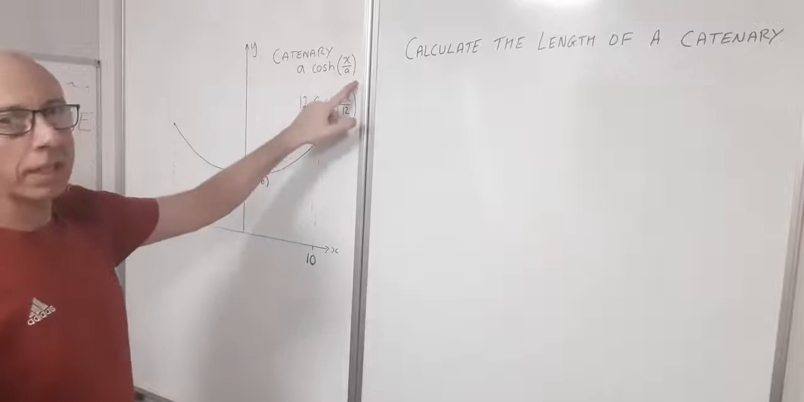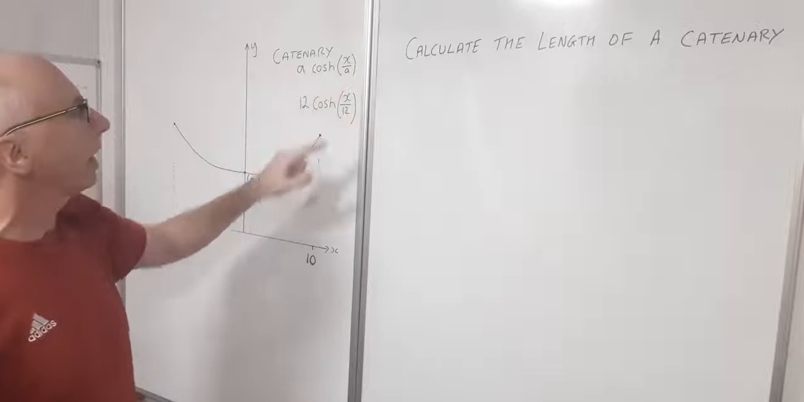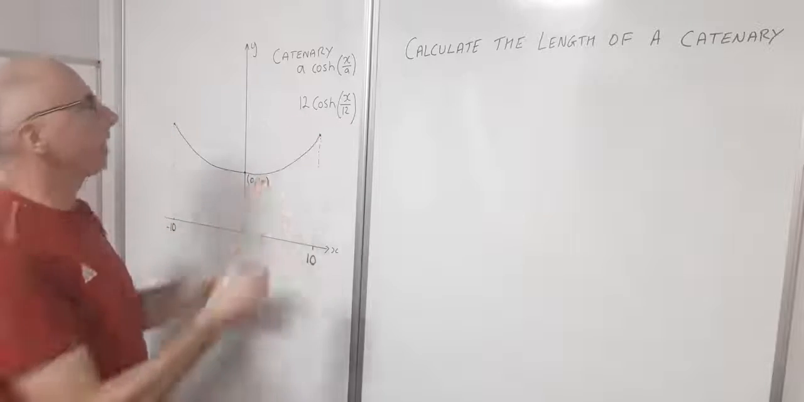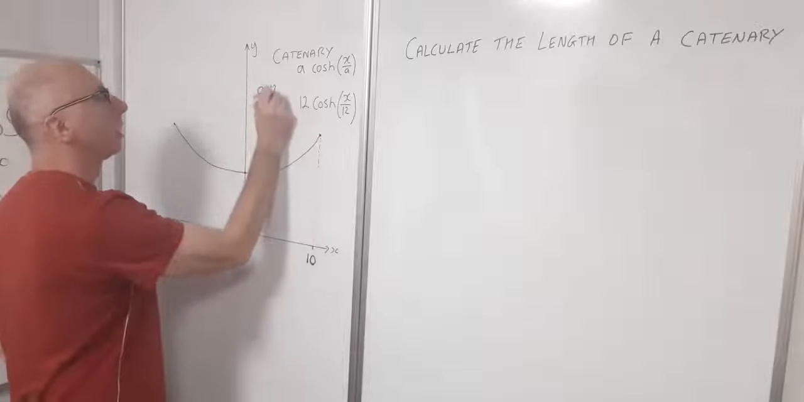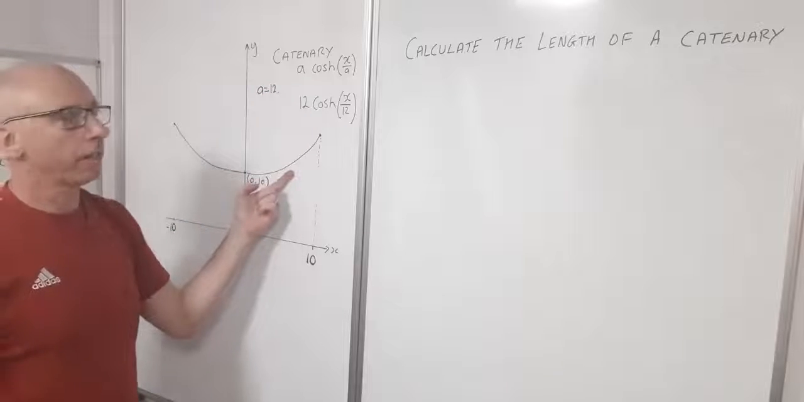And then all catenaries will make this arc, a cosh x over a. So that's a typical catenary. So in this case, our a equals 12. Okay, so how do we calculate the length of this catenary?